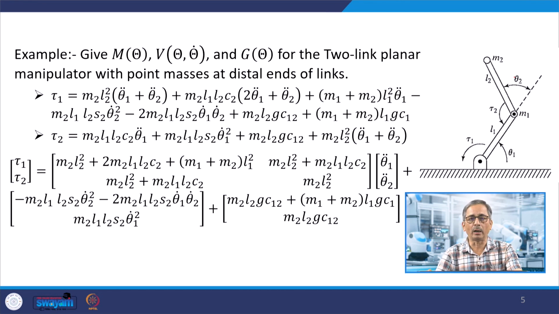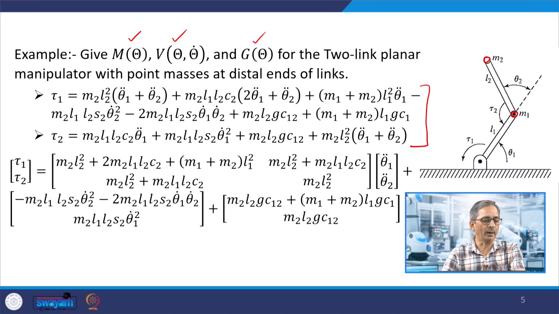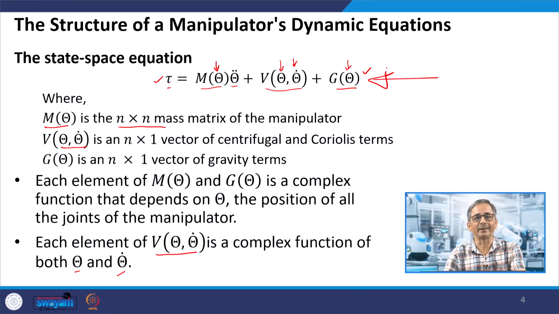It is a 2-arm planar manipulator with a point mass at the end. For this manipulator, say I am asked to find the mass matrix, the centrifugal and Coriolis terms, and the gravity vector. This equation was evaluated using the Newton-Euler algorithm in our dynamics lecture. I can rewrite this equation in a different form so that it appears in this structure.